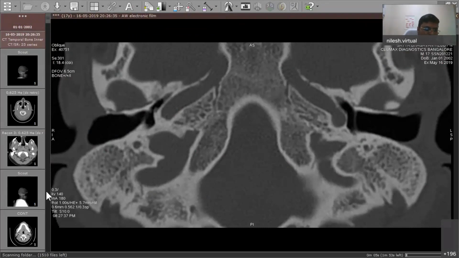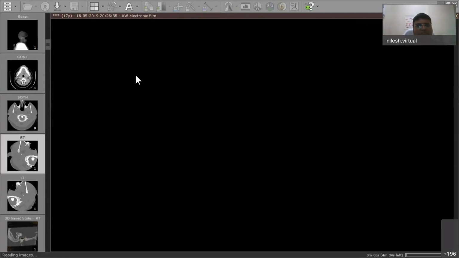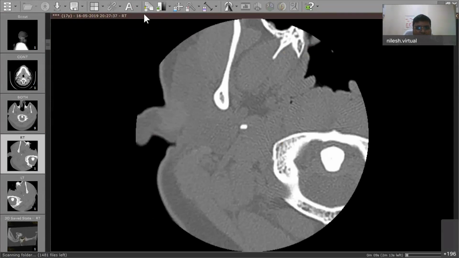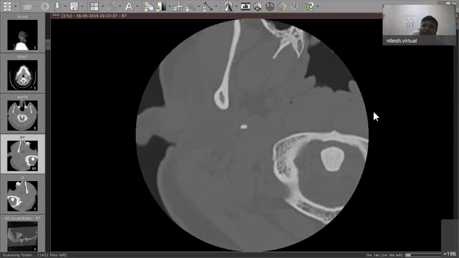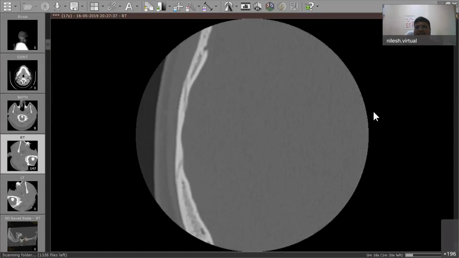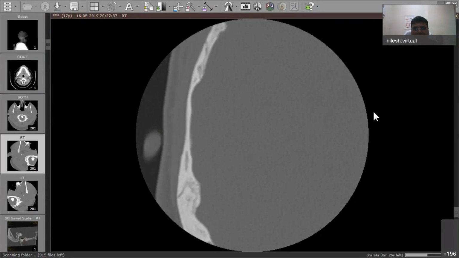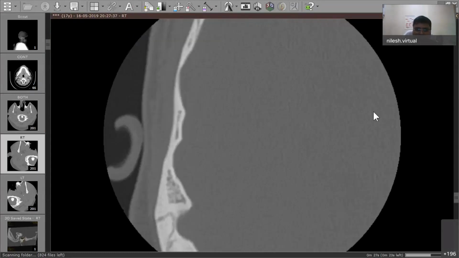we'll see the right temporal bone. We'll try to trace the facial nerve. Why am I directly suspecting a facial nerve tumor in this case? Because clinically it looks like a smooth globular mass and the patient has presented with grade 6 facial nerve palsy. So I am suspecting facial nerve schwannoma only.